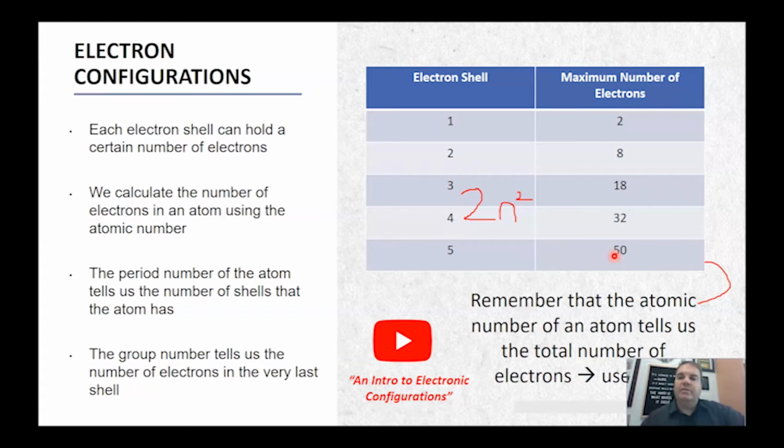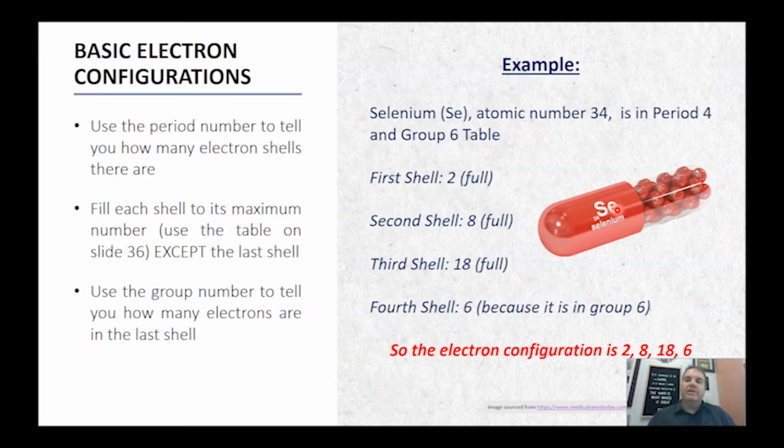A couple of things you're going to use from the periodic table as well. We look at the period number. If it's in period 1, 2, 3 or 4, that tells us how many electron shells we have. We look at the group number. That tells us the number of electrons in the valence shell, or the very last shell. So keep those two things in mind: period number, number of shells; group number, number of electrons in the last shell. Then we use the formula 2n² to work out how many electrons we can get in each shell. So the simple way to do a basic electron configuration is to use the period number to tell you how many electron shells there are, then fill each shell to its maximum number using the table on the last slide.